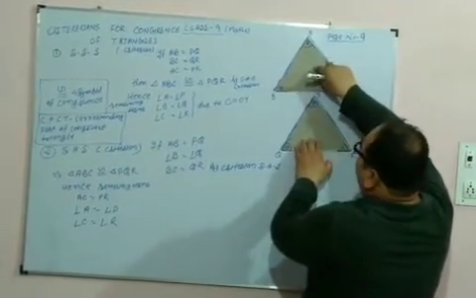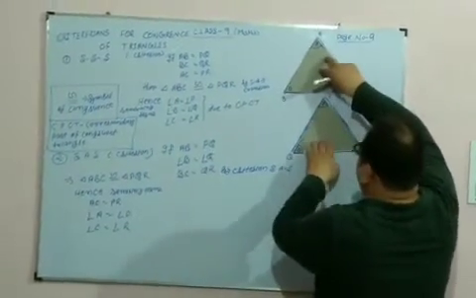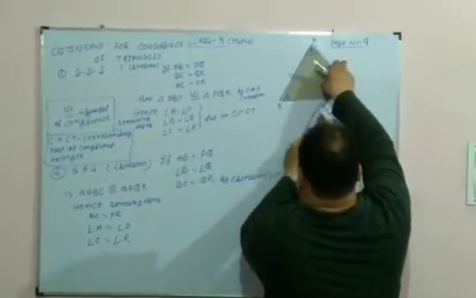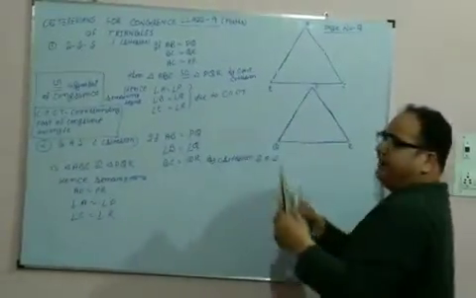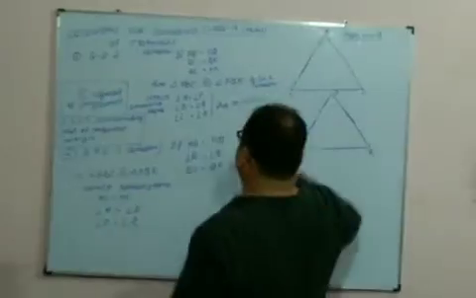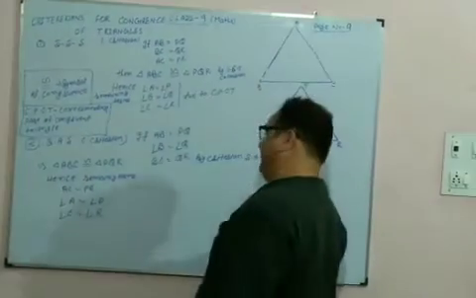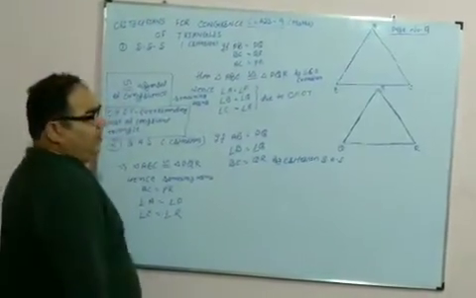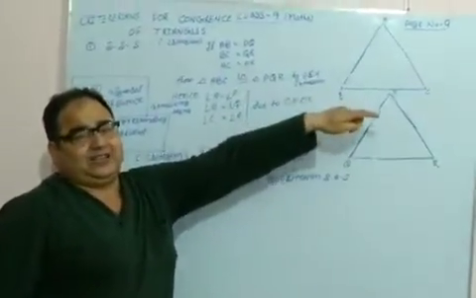AB equals PQ, BC equals QR, and AC equals PR. Then you can say that these two triangles are congruent by criterion SSS. You have already noted that when you are proving these two triangles congruent, there are six properties.